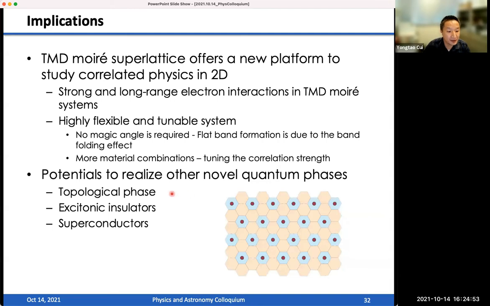There's also another perspective: the system may be able to realize other novel quantum physics. Recent experiments report signatures of topological phases in this TMD Moiré lattice, and also excitonic insulators. We have also been working on this, and we're writing up a manuscript we are just about to submit on this topic. And of course, there's always the question of whether we can find superconductors in this Moiré lattice given the strong correlation strengths. All right, okay.